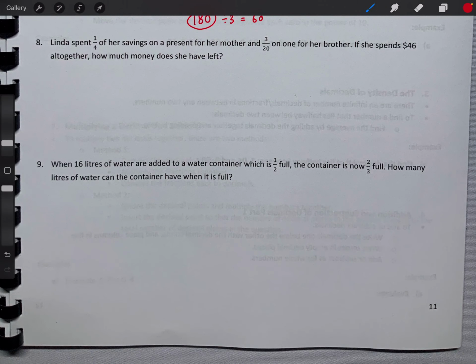Question 8. Linda spent 1/4 of her savings on a present for her mother, 1/4, and 3/20 on one for her brother. If she spends $46 altogether, how much money does she have left? Okay, so this is she. She spends 1/4, and then she spends another 3/20. So this is for her mother and for her brother, and altogether.